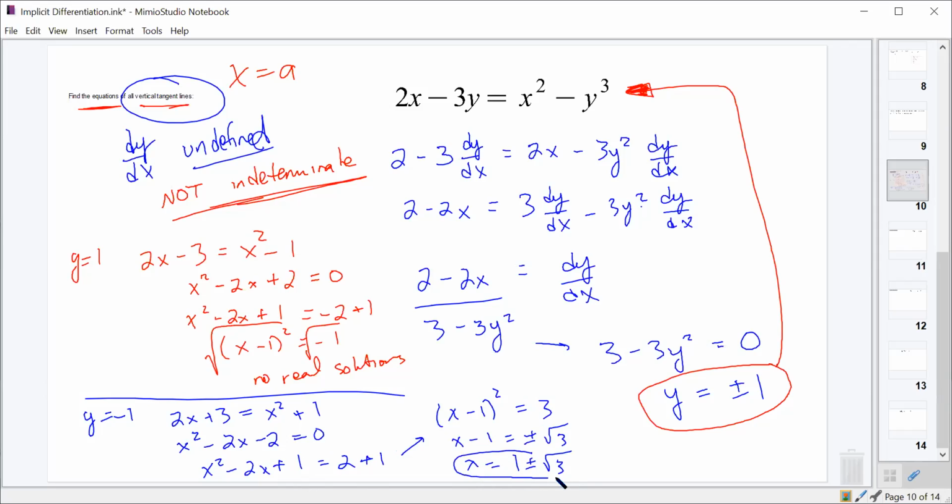So these should be the equations of our vertical tangent lines, as long as neither of those x values make the numerator equal to 0. So what x value is the only x value that would make this equal to 0?